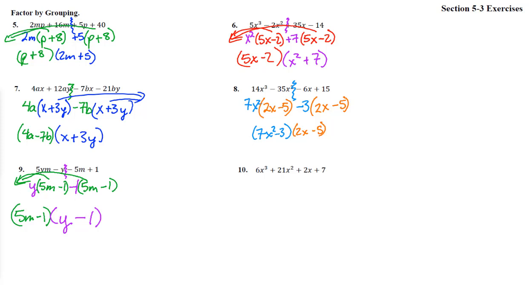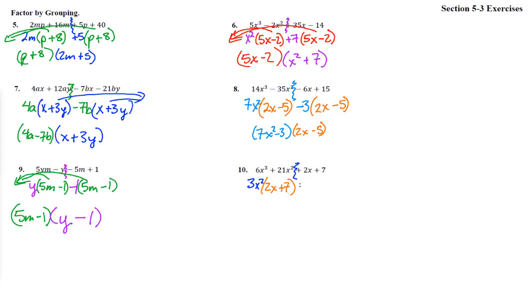All right, next, number 10. 1, 2, 3, 4, slice. What can we pull out of this side? We get a 6 and a 21. What goes into there? A 3 and x squared. And we're left with, let's get a different color here, 2x plus 7. And then out of the next side, plus 2x plus 7.